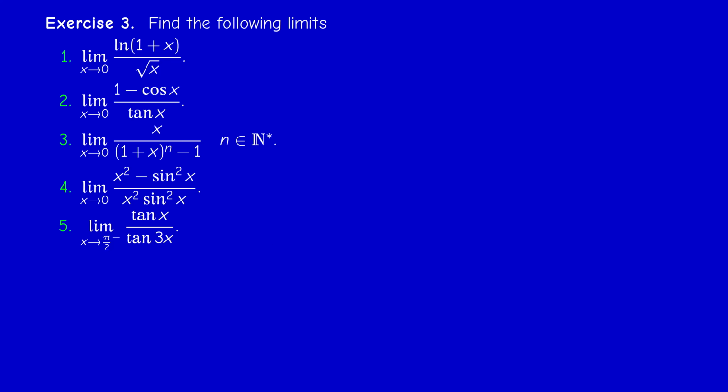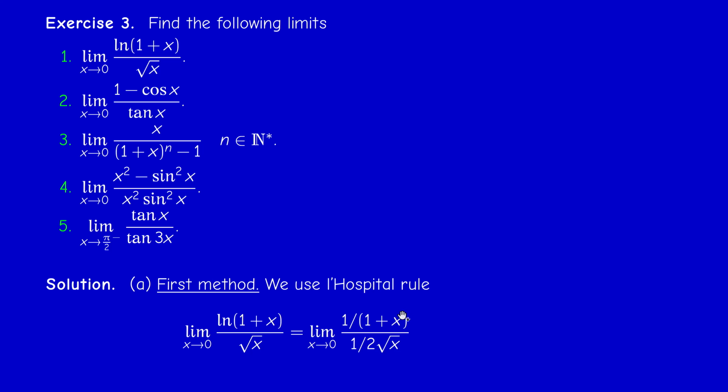Okay, third exercise, compute the limit. So here we have usually two options. Either we use the L'Hopital rule, or we use a kind of Taylor formula, usually Taylor-Lagrange or Taylor-Young. Okay. So let us start with the first one, ln of 1 plus x over radical x.